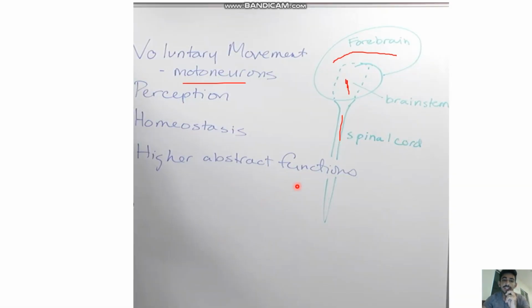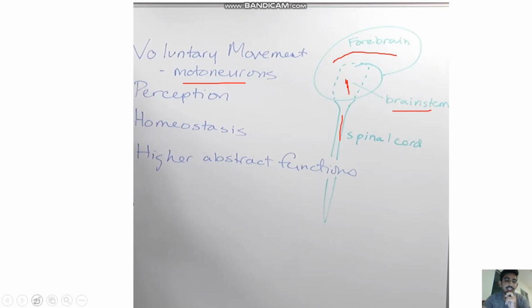Now homeostasis is dependent on the brainstem and spinal cord both. The hormonal homeostasis is dependent on the brainstem, and autonomic homeostasis is dependent on the spinal cord. We'll talk about it later on.